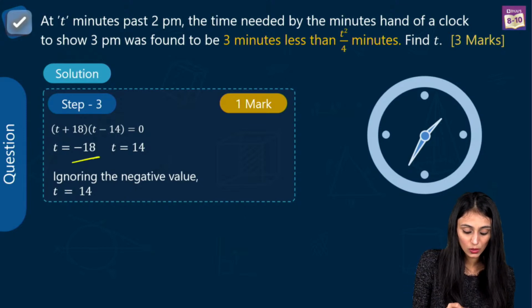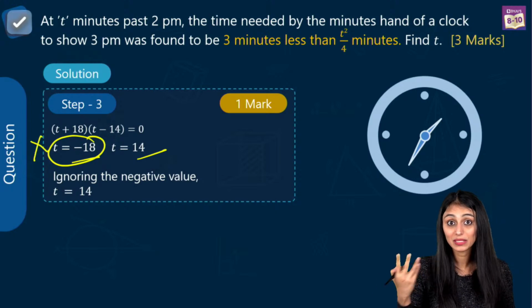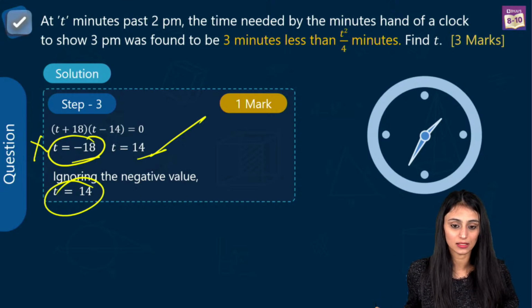Okay, so we have t equal to minus 18 and 14. You cannot consider minus 18. Why? Because time can never be negative, right? So we will be considering only 14. So 14 minutes is the right answer.